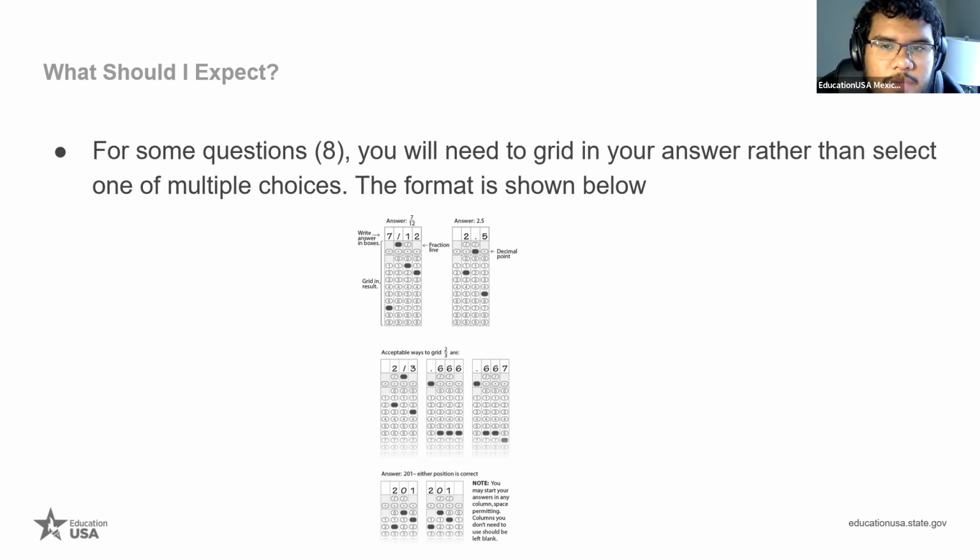Although I do recommend writing out your work as you're solving problems. That way, when you go back to check your answers, it's easier for you to make sure you did your calculations correctly. What I'm showing right now is just how to fill in the grid-in questions, the ones that require you to write a numerical answer rather than selecting one of 4 choices.